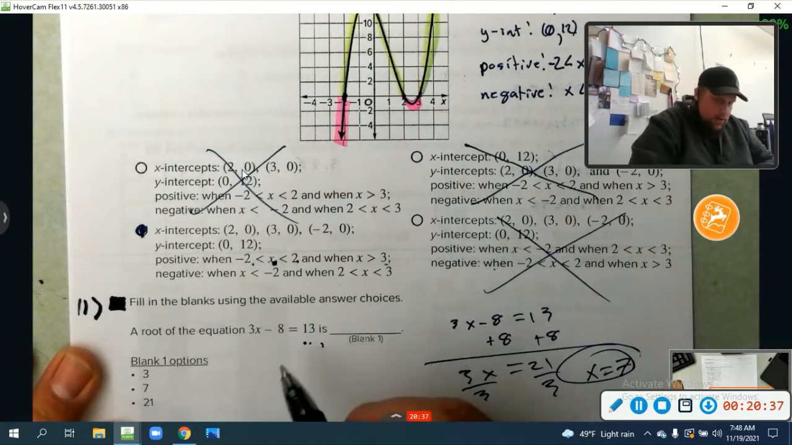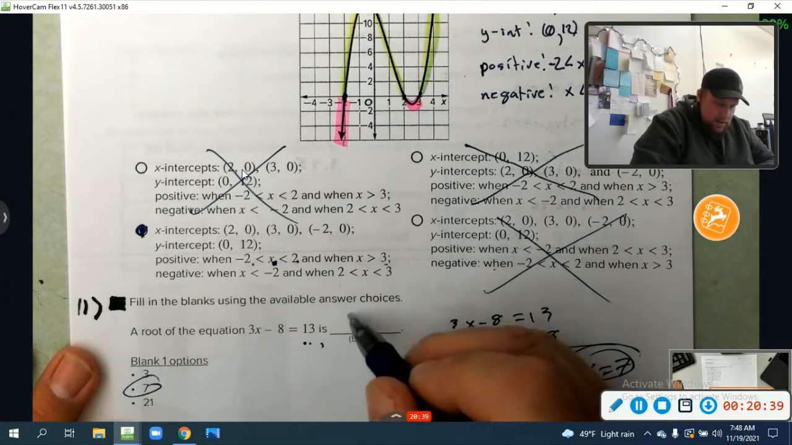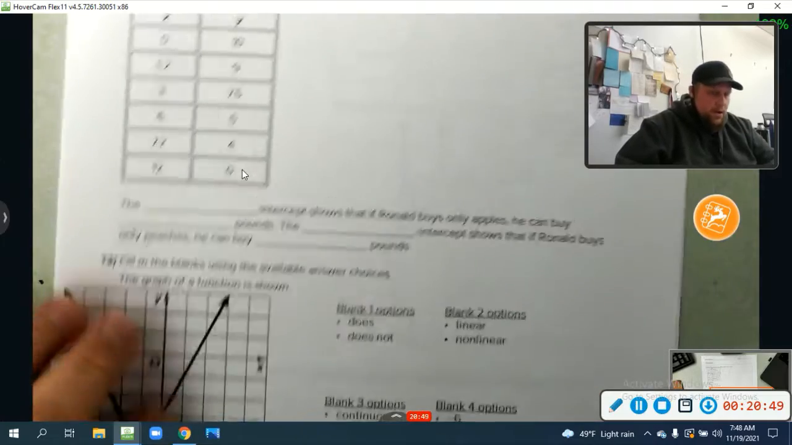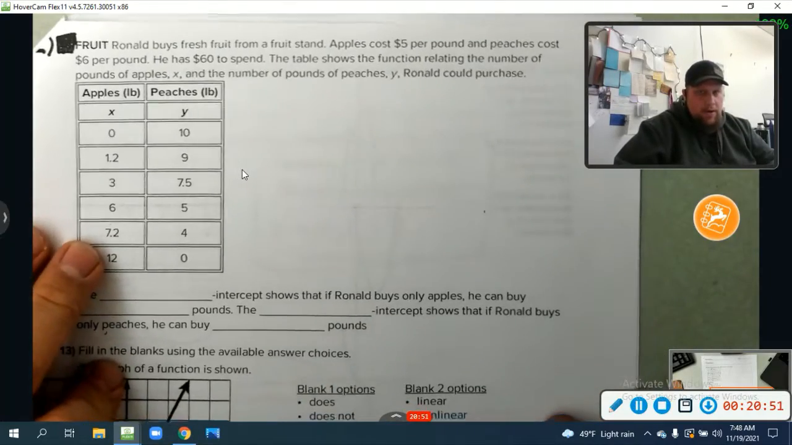Yes, I need to see all this. That's an answer. Let's put it in there. A root is the answer to an equation. It's also going to be the x-intercept and all that good stuff. Awesome. What do we got?